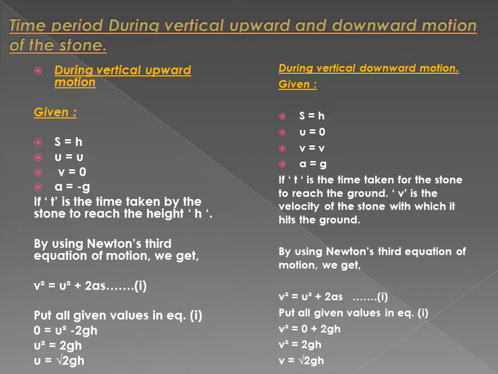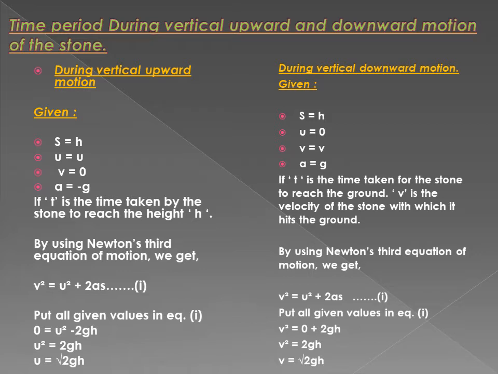For the first case, that is vertically upward motion, given s is equal to h. That means when we throw the stone in upward direction, it covers some distance that represents its height h, and that stone is moving with a velocity u. After coming to that point, its velocity v is equal to 0, and the acceleration due to gravity shows a negative value, that is minus g. Here the negative sign represents that the direction of the stone and the direction of gravity are opposite.